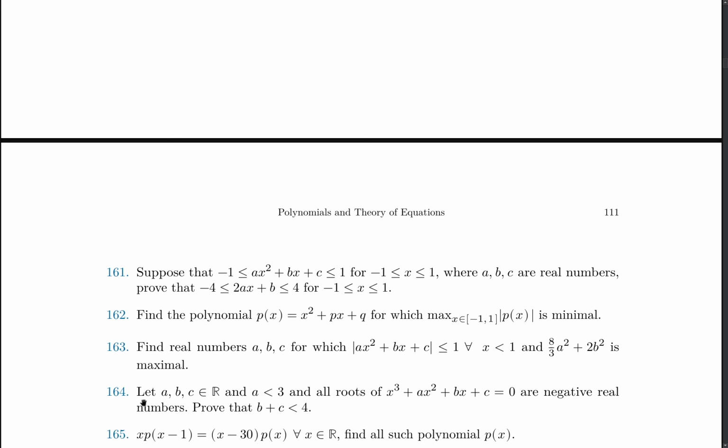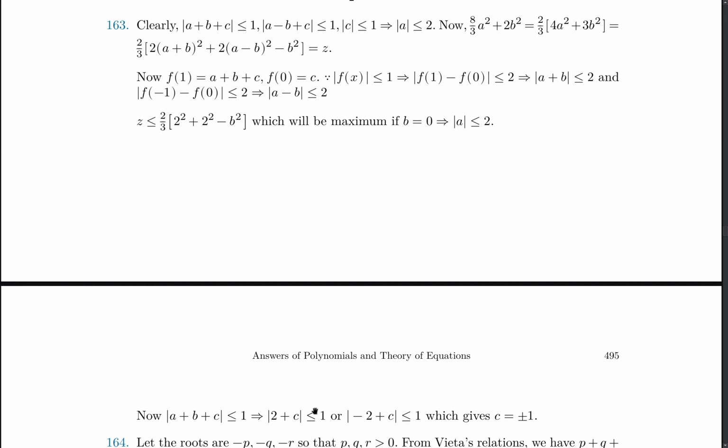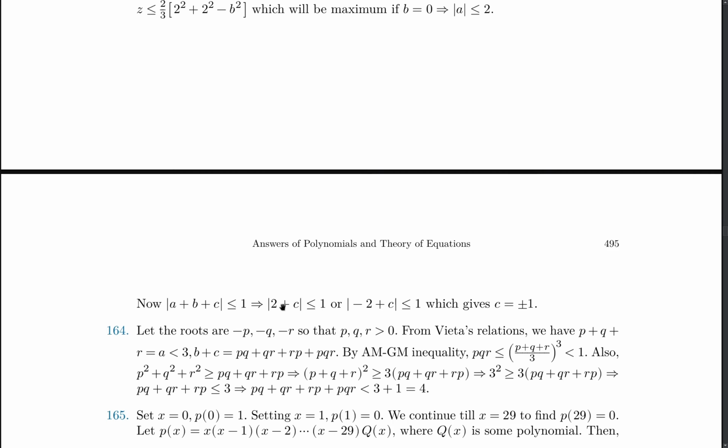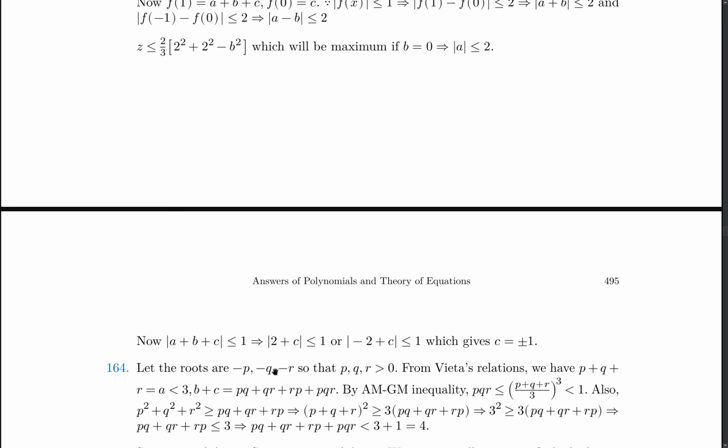Now we look at question number 164. It says: let a, b, c be in the set of real numbers, a less than 3, and all roots of x cube plus a x square plus bx plus c is equal to 0 are negative real numbers. Prove that b plus c is less than equal to 4. So we have the roots minus p, minus q, minus r, that is, p, q, r greater than 0.